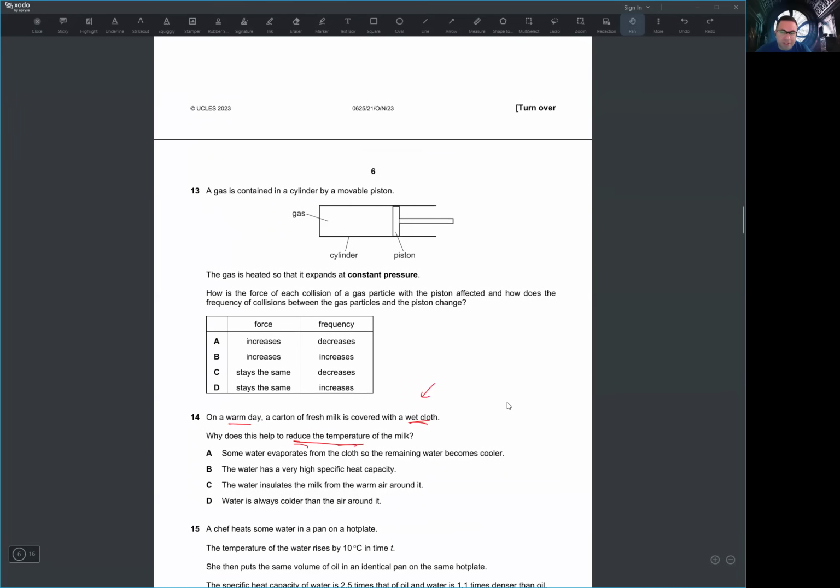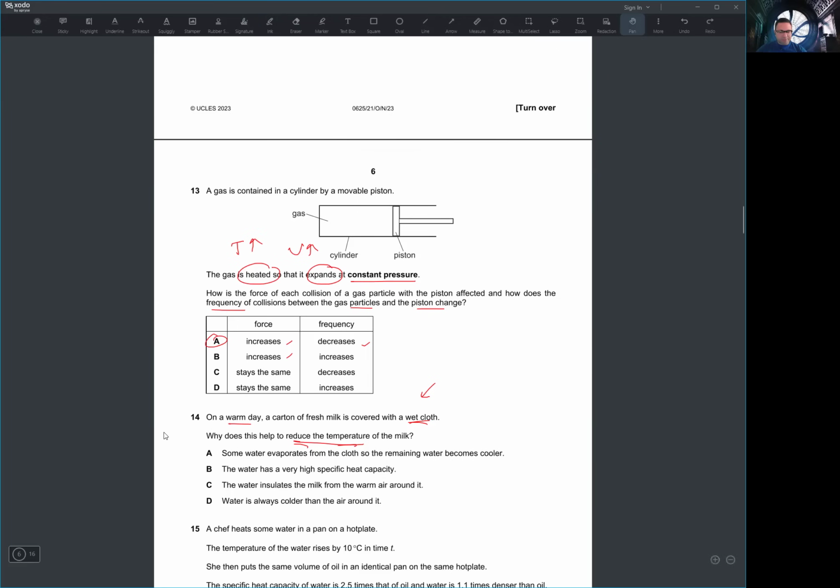13. A gas is contained in a cylinder by a movable piston. The gas is heated, so it expands at constant pressure. So you've heated the gas, it expands. Temperature increases, volume increases, because the molecules probably move faster and farther apart. But how is the force of each collision of a gas particle with the piston affected? And how does the frequency of the collisions between the particles and the piston change? You've heated it, so the force will increase for sure. So I know it's either A or B. But because it's allowed to expand, the frequency of the collisions decreases. So I know it's A, because it decreases.